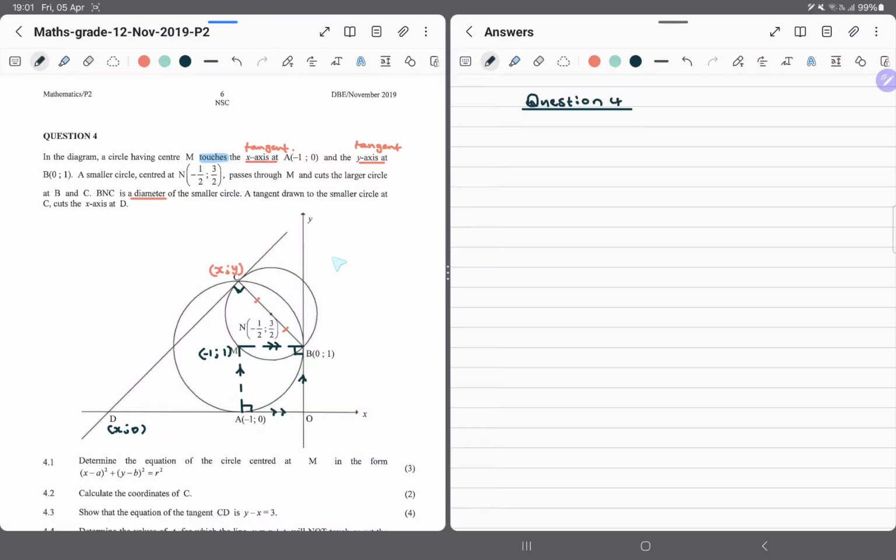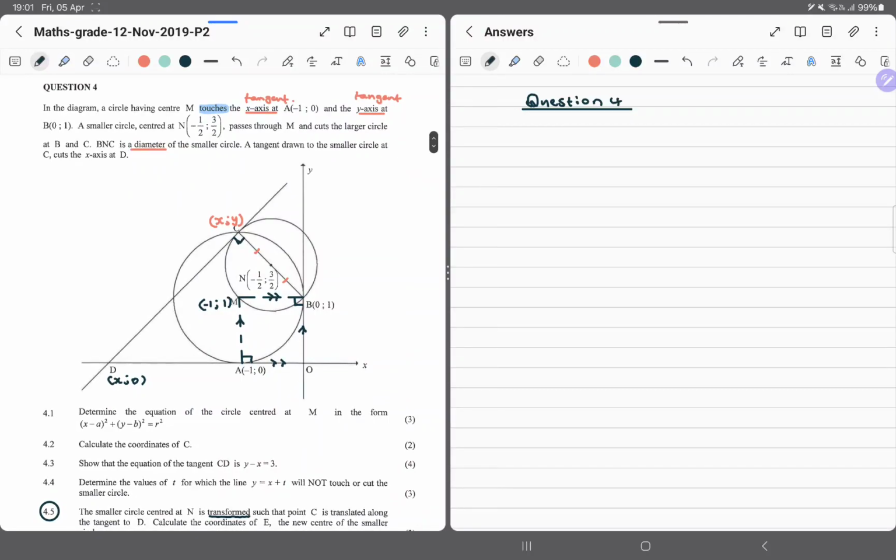Now, understanding the diagram and trying to understand even the smaller details of the statements given helps you to know what to do. At this point, it is much easier to go through the questions. So let's start. 4.1 asks us to determine the equation of the circle centered at M in the standard circular form, and we're getting 3 marks. Okay, how do we start the argument?